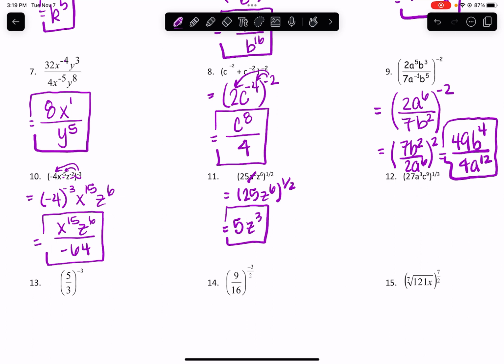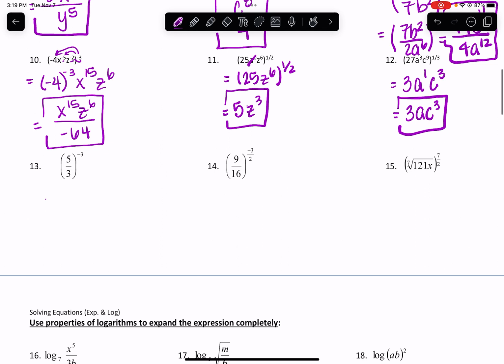And then here, same thing, except I don't have anything to the 0 power. So cube root of 27 is 3. 3 times a third is 1. And 9 times a third is 3. So final answer is 3ac cubed.